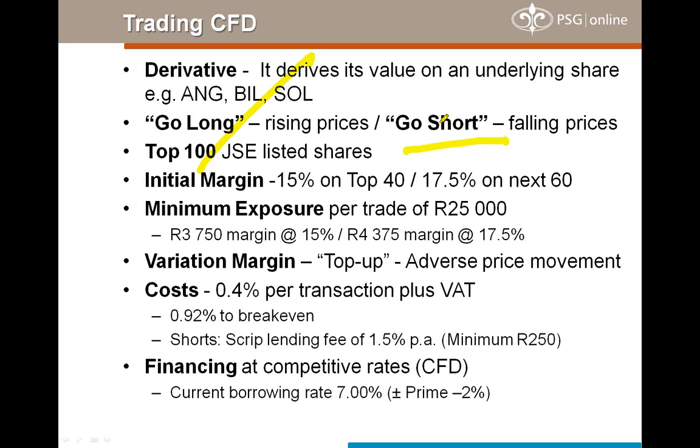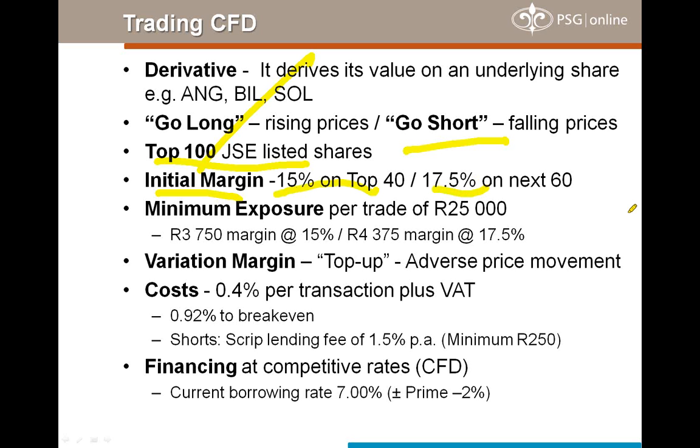At PSG Online, we only trade on the top 100 companies. They are liquid, and obviously these are good quality companies that you're looking at. When it comes to CFDs, we ask for an initial deposit or a margin of 15% for the top 40 stocks, and then we ask for a slightly bigger deposit on the mid-cap stocks.